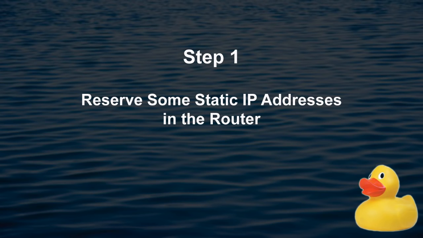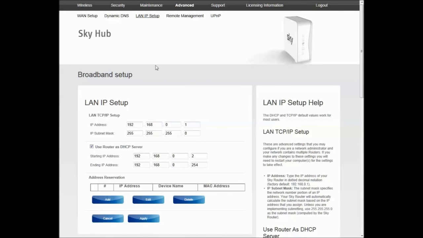Routers normally have the full range of IP addresses set up to automatically allocate numbers, and what we're going to do is reduce the top end of that number range so that it reserves some locations that we can fix the printer at in terms of its IP address. So let's get that underway.